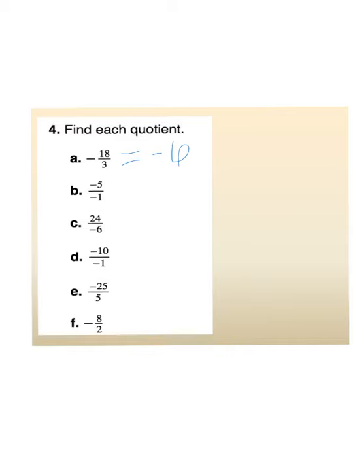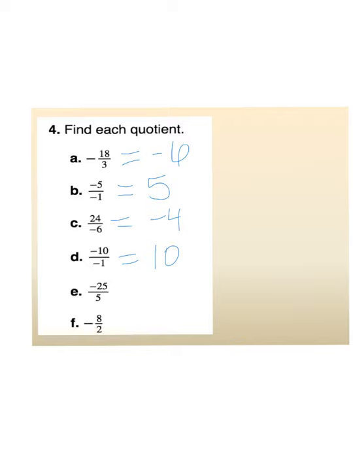On B, it says negative 1 divided by negative 1. And if you think about our rules that I showed you in the last PowerPoint, if you divide two negative numbers, your answer will give you a positive. And 5 divided by 1 is just 5. For C, we have 24 divided by negative 6. We have one negative, so our answer will be negative 4. On D, we have negative 10 divided by negative 1, which is going to give us a positive 10.